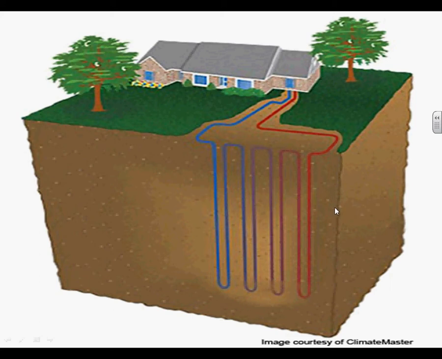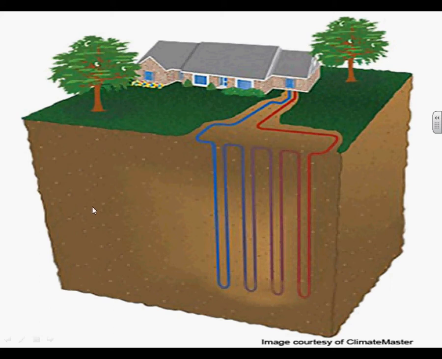Now, here's the neat thing. After you get to a certain depth, our ground pretty much stays the same temperature, which is about 52 to 58 degrees Fahrenheit, if there's no magma intrusion or you're not getting into the deep bedrock. So it stays around 52 to 58 degrees Fahrenheit.